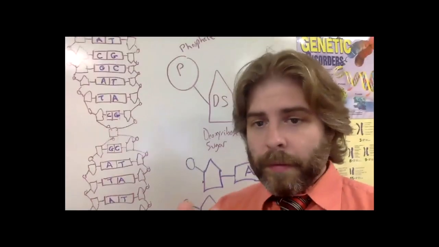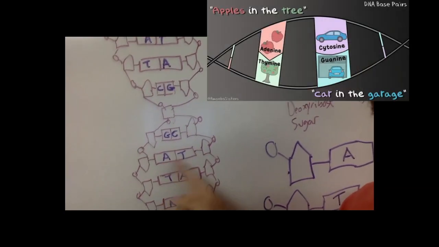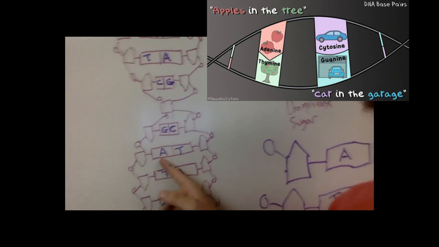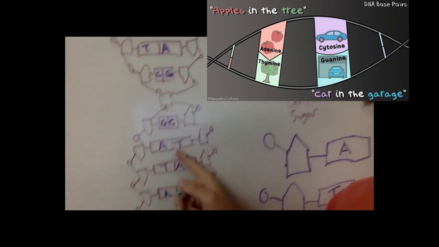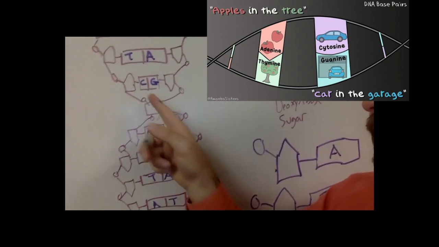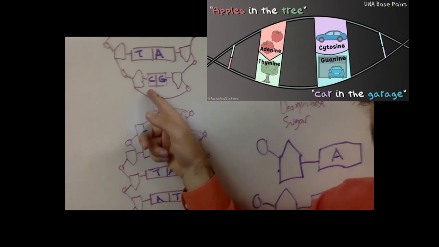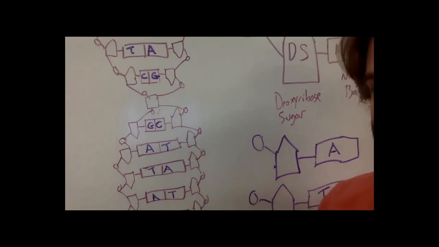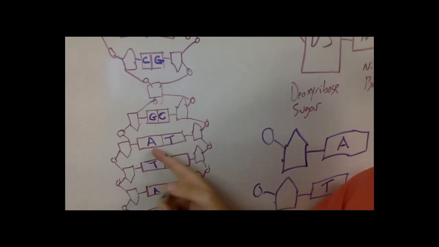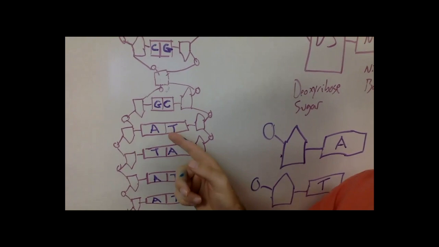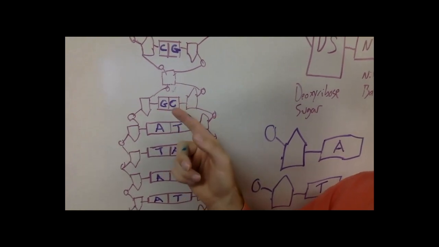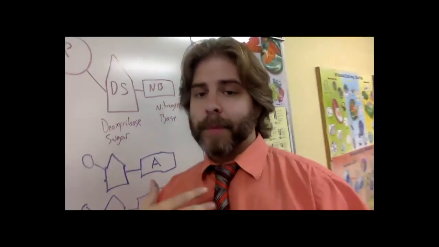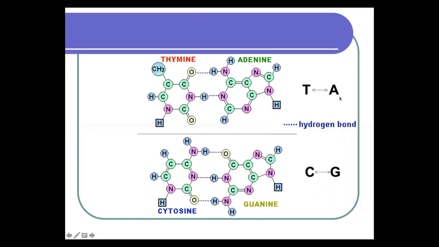And there are two good ways to remember this. A lot of teachers like to tell you A with T because apples grow in trees, and C's and G's because cars go in the garage. And that's one way. What I like to remember is A's and T's are both made with straight lines. C's and G's are made with curved lines. They look similar. That helps me. Whichever one works best for you. A's with T's, C's with G's.